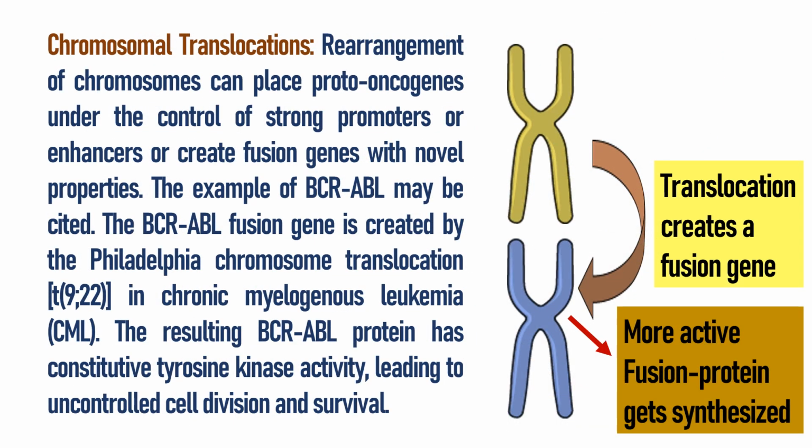Chromosomal translocations. Rearrangement of chromosomes can place proto-oncogenes under the control of strong promoters or enhancers or create fusion genes with novel properties. The example of BCR-ABL may be cited. The BCR-ABL fusion gene is created by the Philadelphia chromosome translocation in chronic myelogenous leukemia.